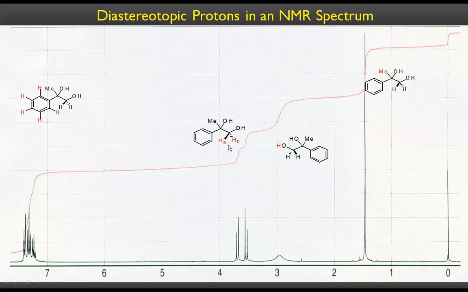The diastereotopic hydrogens do couple with themselves, though they are attached to the same carbon. If there was not a chiral center here, then they wouldn't couple with each other. Let's say we had a methyl group here instead of a hydroxy group, then these two would not be coming as a doublet of a doublet. They would come as a singlet. Okay.